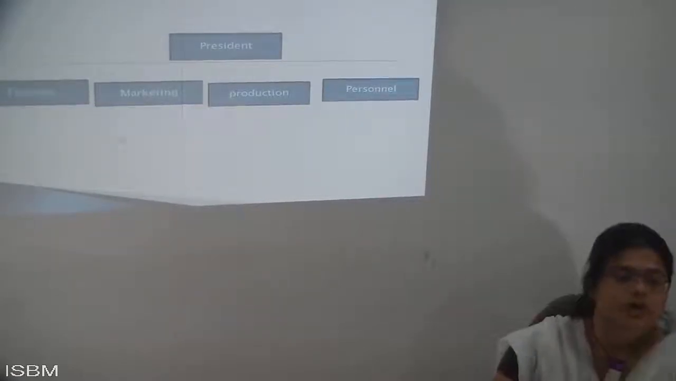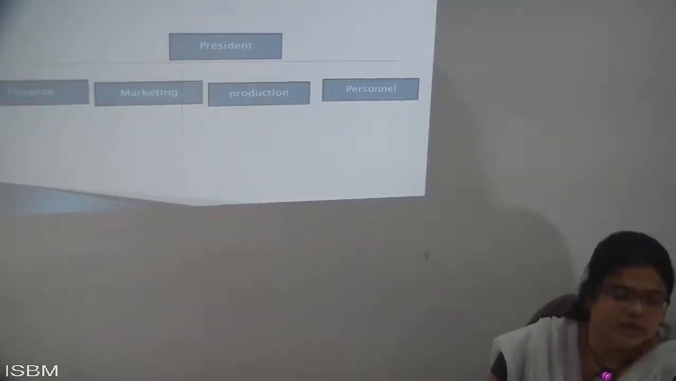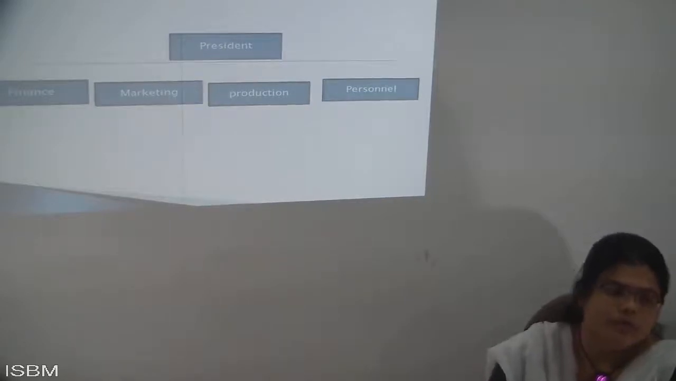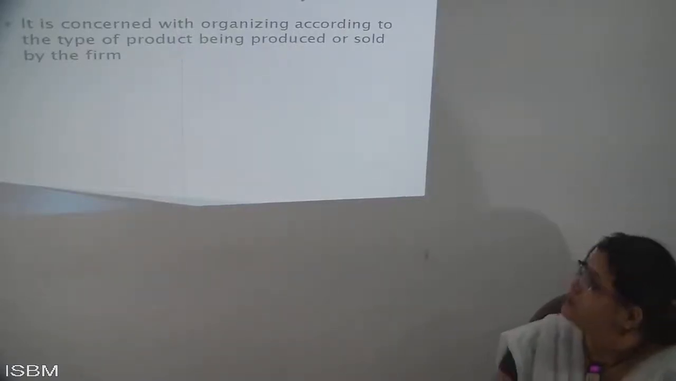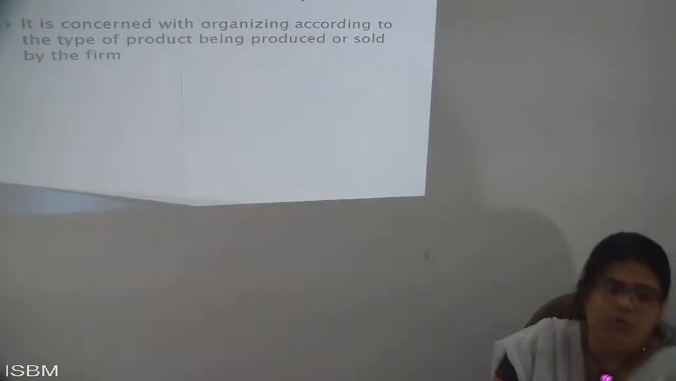Function here means that people are given a group, and with the help of the group, work is allotted to each person. Next is how we perform departmentation by product. Here the organization is arranged according to the type of product being produced or sold by the firm.